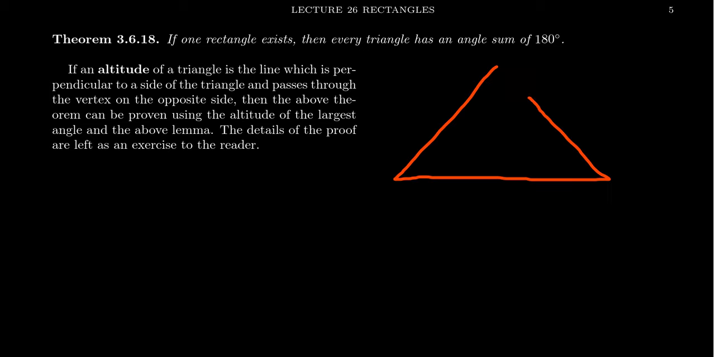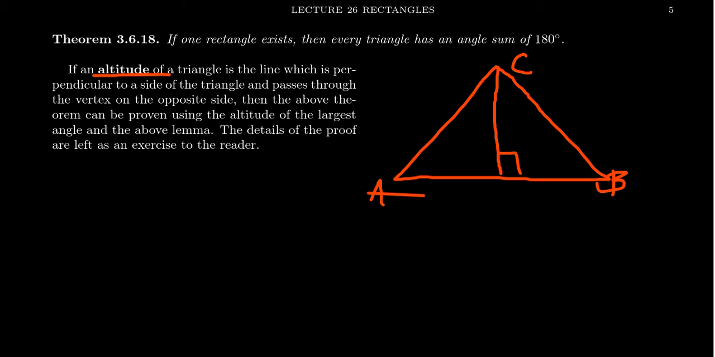to be the following. If you choose an arbitrary triangle, you can cut this triangle into two triangles using a so-called altitude. An altitude is the perpendicular line to a side that goes through the vertex opposite, the corresponding vertex of that side. So if we have our triangle, say A, B, and C, you see illustrated the altitude associated to the vertex C. It's perpendicular to the side AB, and it goes through the vertex C. And so if you dissect a triangle into two right triangles, you can apply the previous lemma to argue why every triangle is 180 if one rectangle exists.